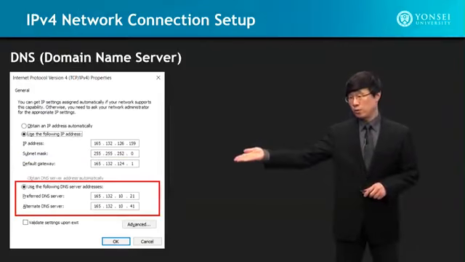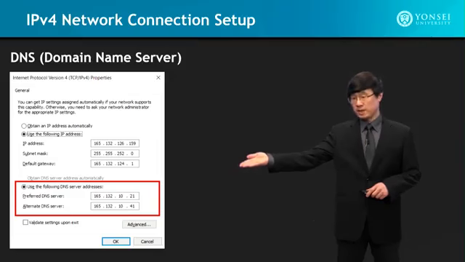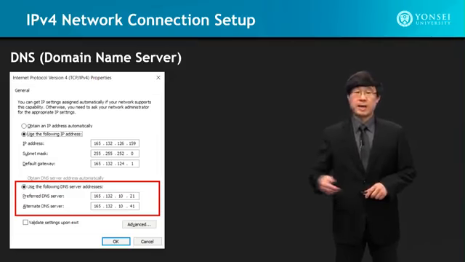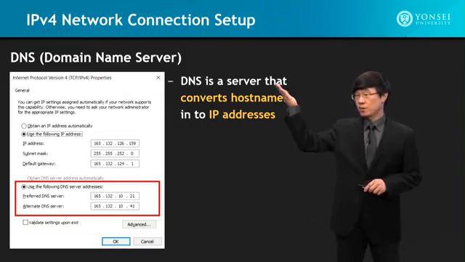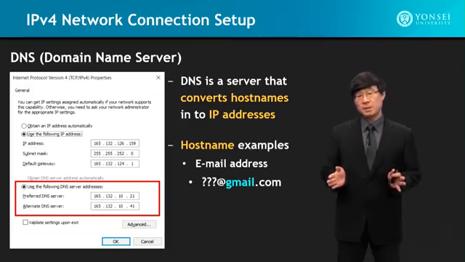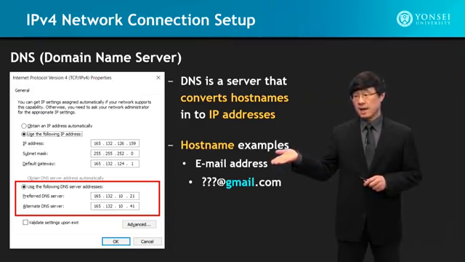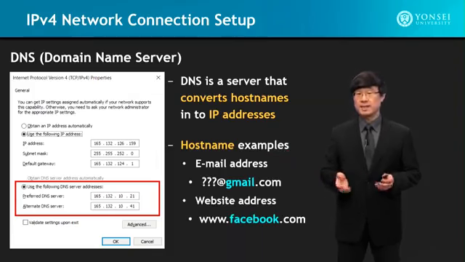Okay? In the window over here, you can see "Use the following DNS server address." And there is a preferred DNS server and an alternate DNS server IP address. What do these do? DNS stands for Domain Name Server, and it's a server that converts host names into IP addresses. A host name example would be, if you're an email user that uses Gmail, then your email ID with @gmail.com, the gmail.com would be the host name. For a website example, well, www.facebook.com. Then that facebook.com would be the host name.